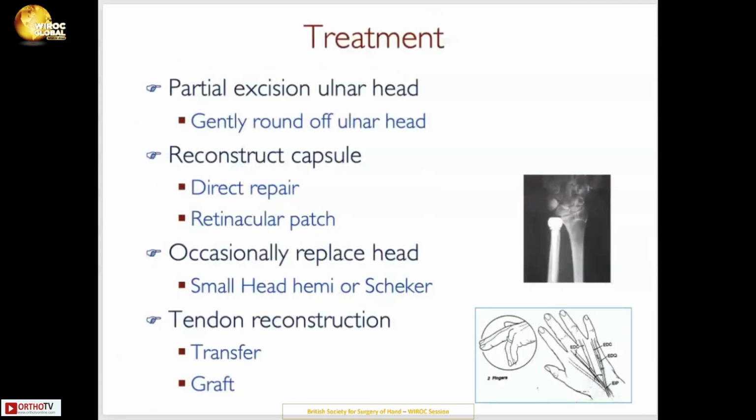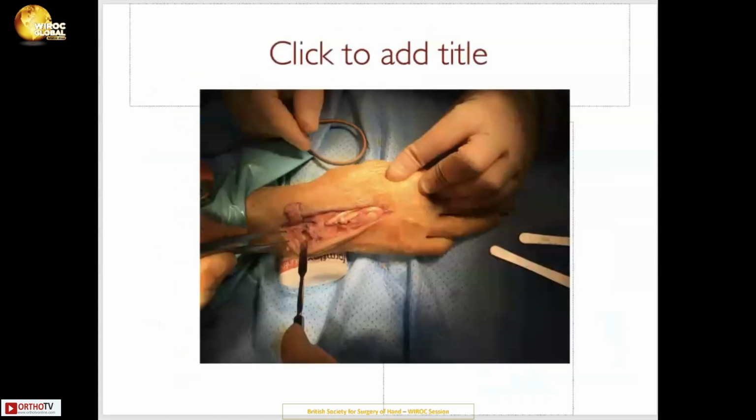Now, the treatment for this, in my books at least, is that I would gently round off the ulnar head, not excise it, round it off smoothly, and then try and reconstruct the capsule. If you round off enough, but not too much, you can repair the capsule often with some Ethibond sutures, but if not, a patch of extensor retinaculum will do very nicely. You may have to replace the ulnar head if there's instability, but if not, you just round off the head, and then you need to transfer or graft the tendons.